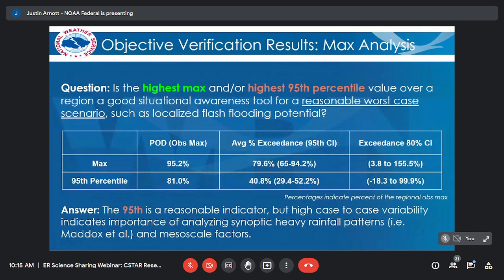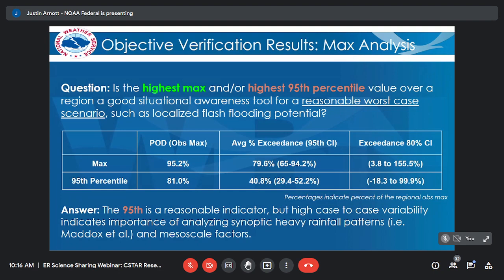The next question is about the max and how to capture the highest value in the domain. If I want situational awareness on what is possible today, the question we posed was: is the highest max or the highest 95th percentile value over a region a good situational awareness tool for a reasonable worst case scenario, which would be, in this case, localized flash flood potential?